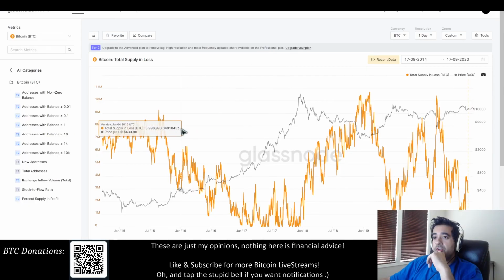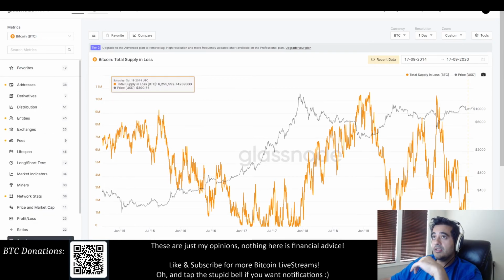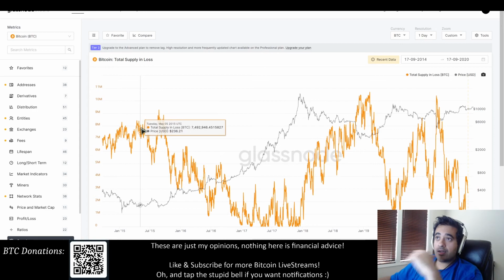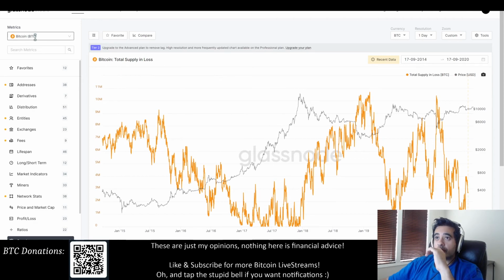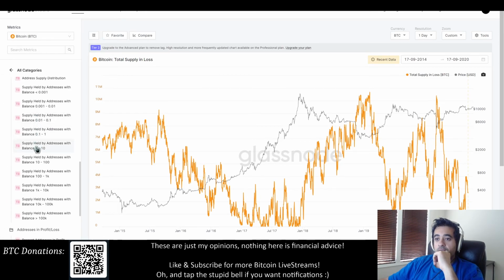So basically, once you have Glassnode up and running, you go to studio.glassnode.com after you registered and you've verified your email address, and you can start pulling up all these different charts in the charts tab. And what you can do is you can click on addresses. You can see all the charts that are relevant to addresses.